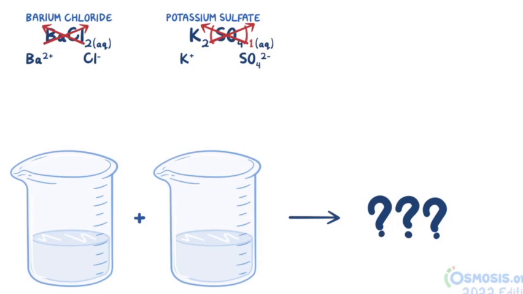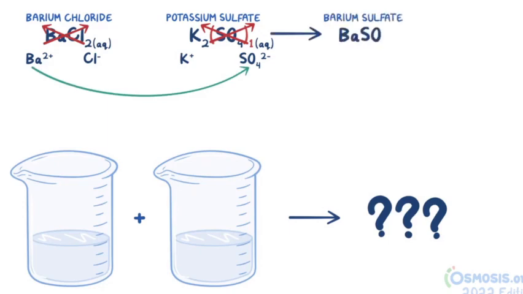We start with our barium 2+ cations. Each barium 2+ ion will combine with a single sulfate 2- anion, resulting in barium sulfate, which has the formula BaSO4. Next, we look at our potassium 1+ cations. Because the chloride anions have a charge of -1, we can combine one potassium ion with one chloride ion to produce potassium chloride, which has the chemical formula KCl.